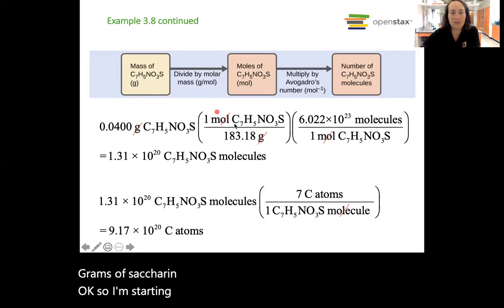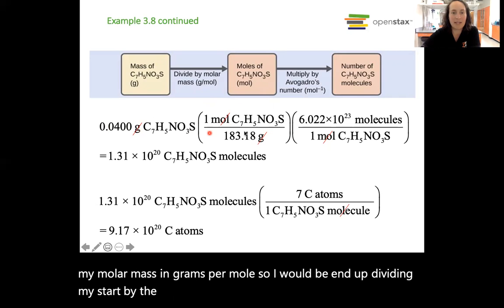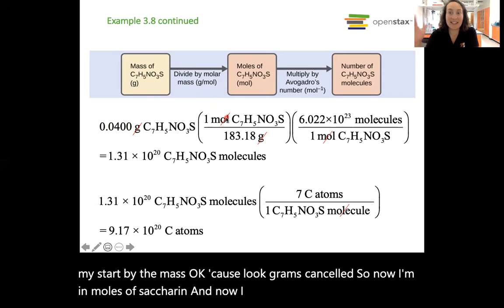Okay, so I'm starting with grams. Now I've got to get to moles. So here's my molar mass. It's in grams per mole. So I would end up dividing my start by the mass, because look, grams cancel. So now I'm in moles of saccharin, and now I have to finish by getting to numbers.